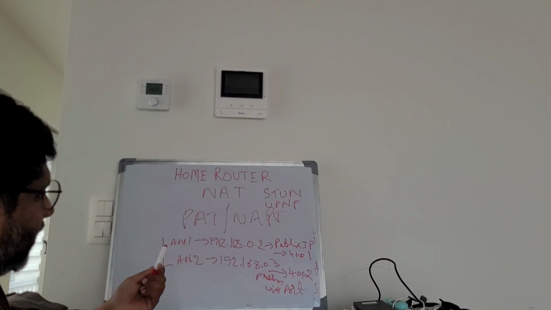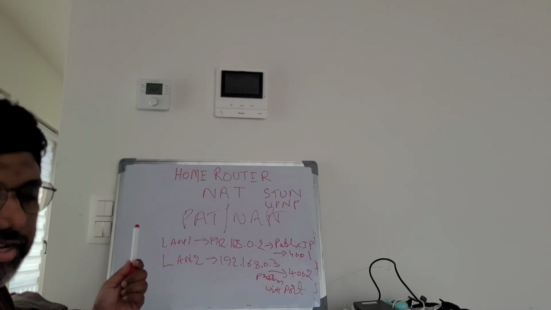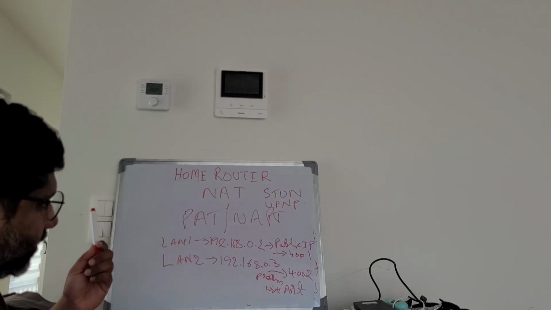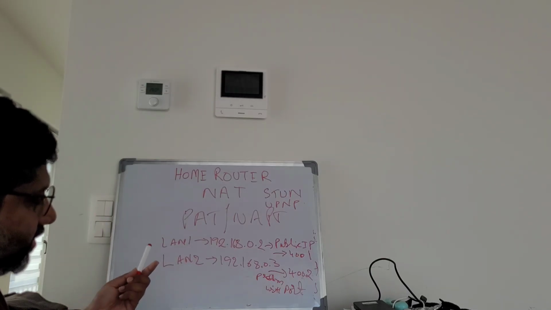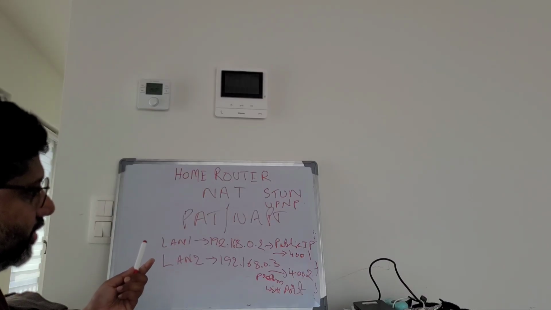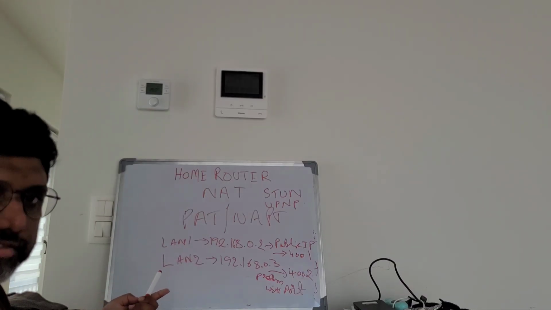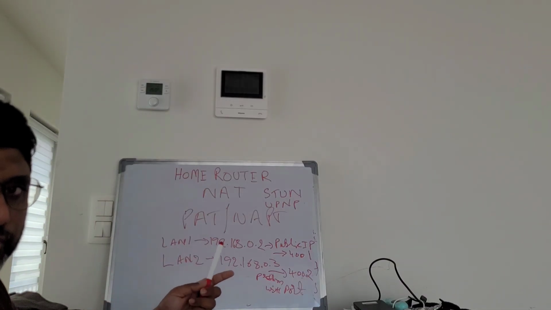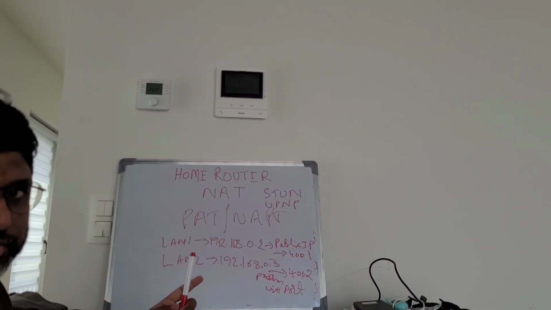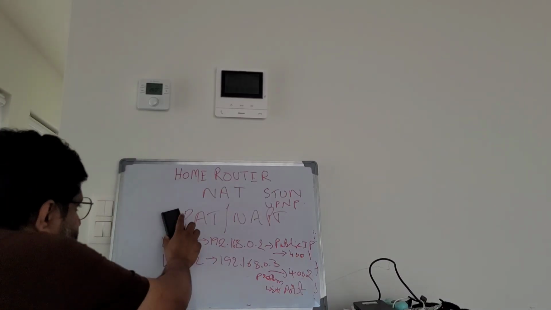So to recap, PAT is port address translation. Each TCP or UDP connection from the LAN side will be given a separate port on the WAN side. The public IP address remains the same for all the connections.